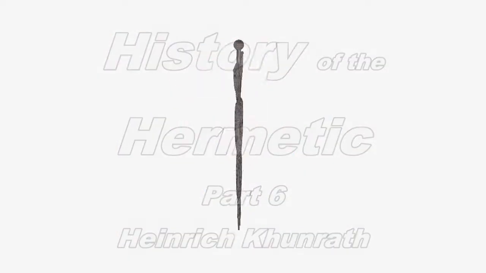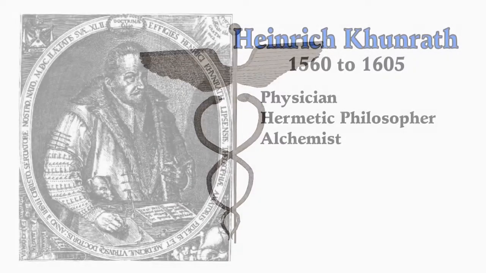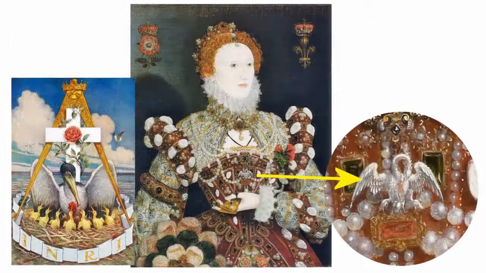Hello, this will be part 6 in the series History of the Hermetic, especially looking at the growth of Hermeticism in Europe. Well, it had actually already been established back in the time of Cosimo de' Medici, but in this video I'm going to have a look at Heinrich Khunrath.